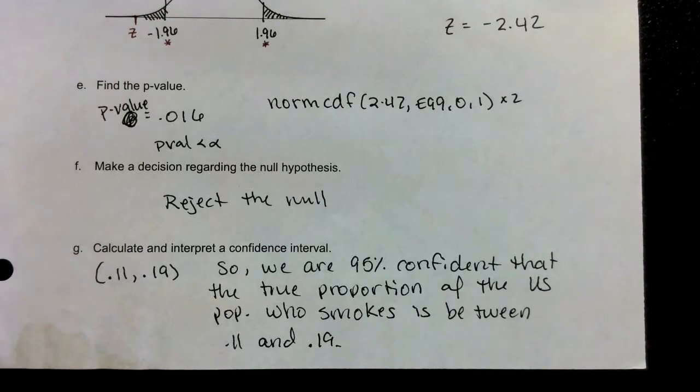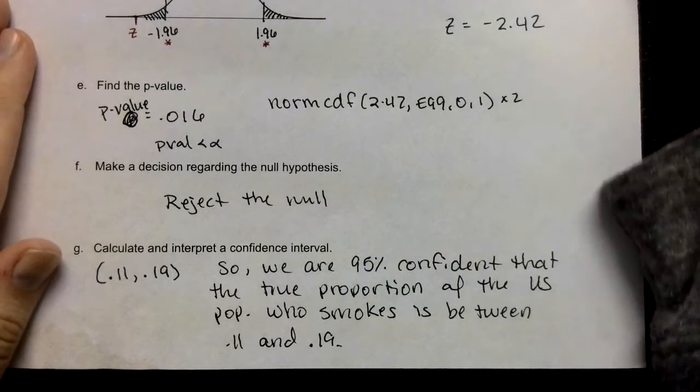Okay, so we're 95% confident that the true proportion of the U.S. population who smokes is actually between 0.11 and 0.19. So that's from 11% to 19%, which is different than that claim of 21.